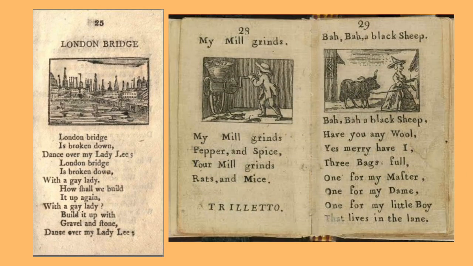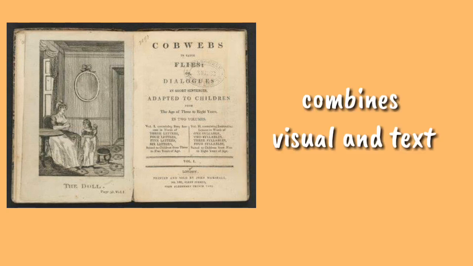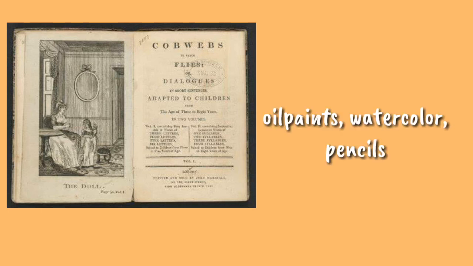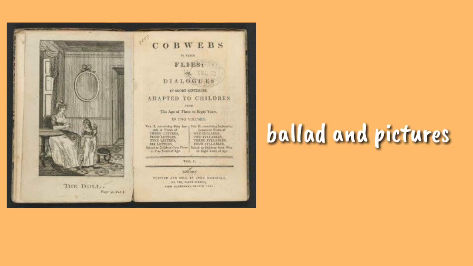And now we will proceed to picture books. A picture book combines visual and verbal narratives in a book format. It is different from comics because comics focus on sequential images, while a picture book tells its story through text. Picture books are commonly produced in a range of media such as oil paints, acrylics, watercolor, and pencil. Two main forms of print represented by broadsides were ballads and pictures.